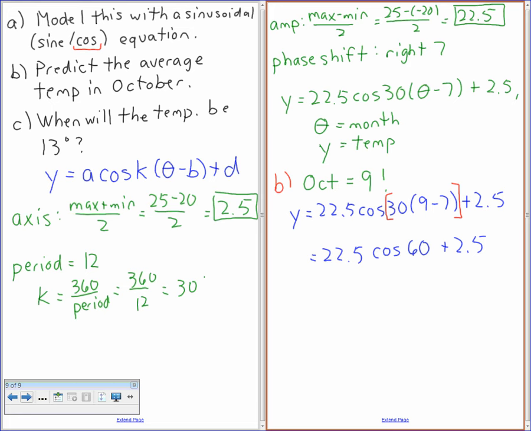Cos 60 using my special triangle is going to be 0.5. So that's 12.25 plus 2.5 is 14.75. Is that right? 13?